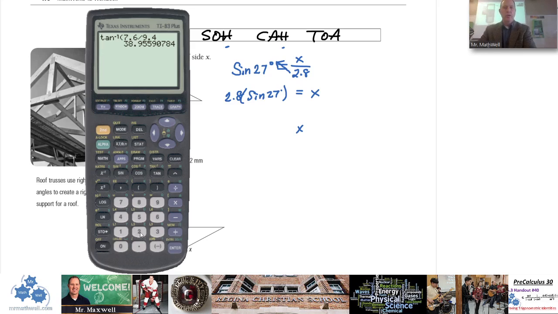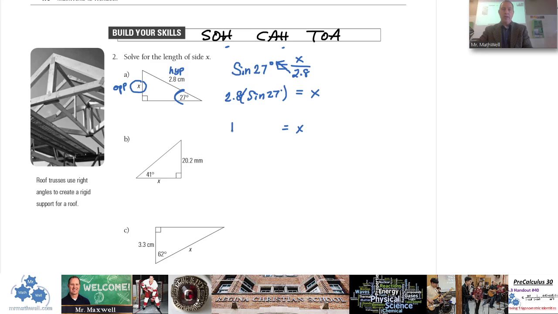All right, so 2.8 times sine of 27. Now remember, sine of 27 is just a ratio. It's just a number. It's going to be like a decimal, right? That's all it is. So let's see what that tells us. 1.27. Okay? And of course, we're going to use our units there. Centimeters are given in the question.